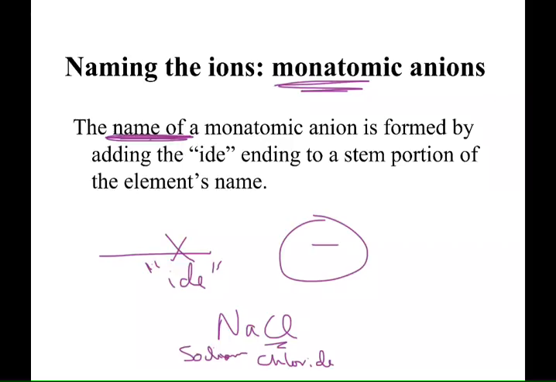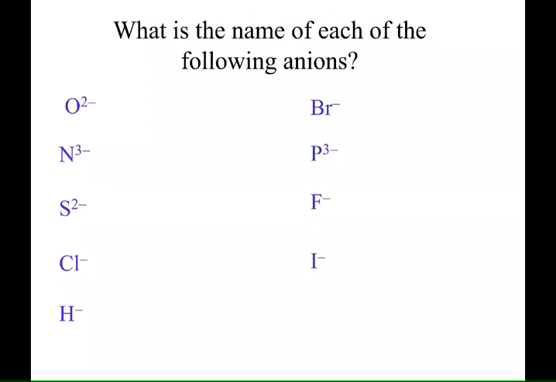So we'll take a quick look at our nonmetal possibilities. These are the monoatomic ions that would be formed from these nonmetals. So, of course, oxygen's a -2, and the name would be oxide. Very good. Nitrogen would be nitride.